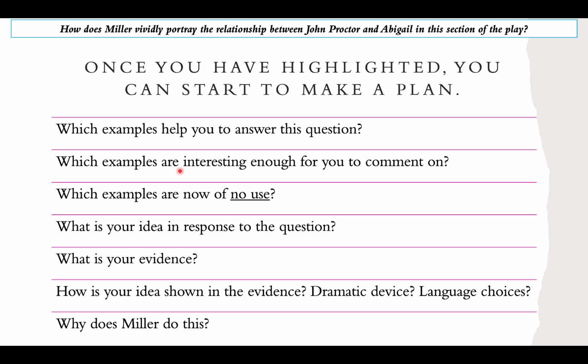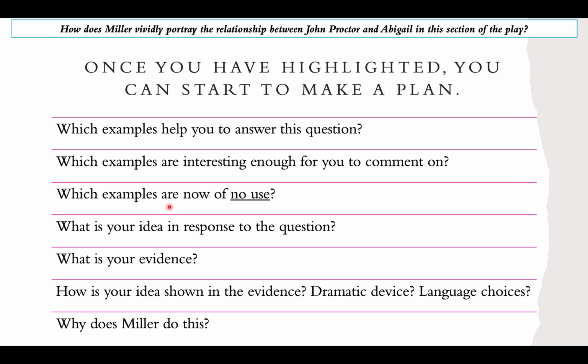Now, I made references already. So try and really look at your examples and decide, can I use it? Can I comment on it? If you can't, you will have to be ruthless and say, I'm not going to use that one, I'm going to pick another one. So which examples are now of no use?